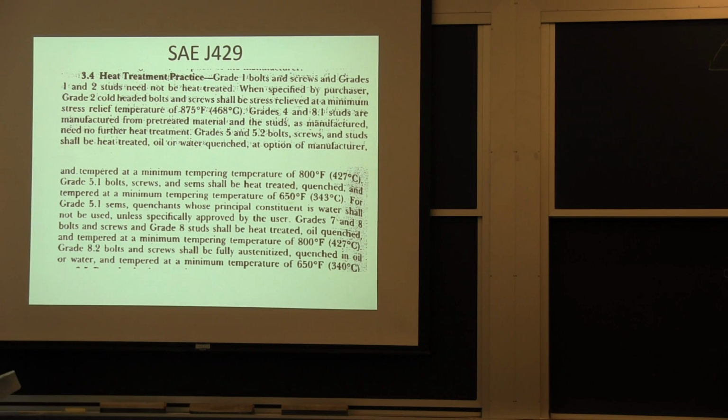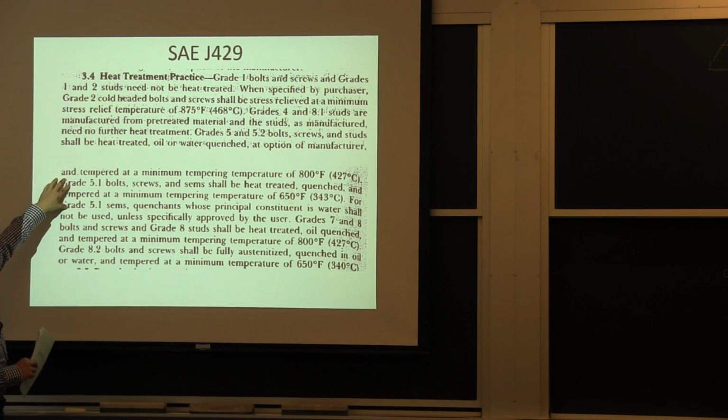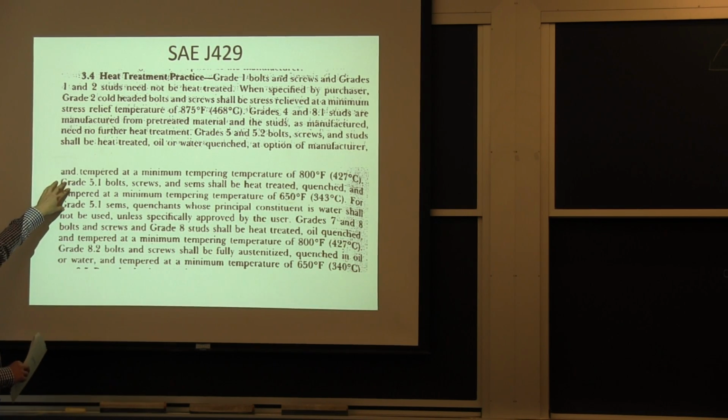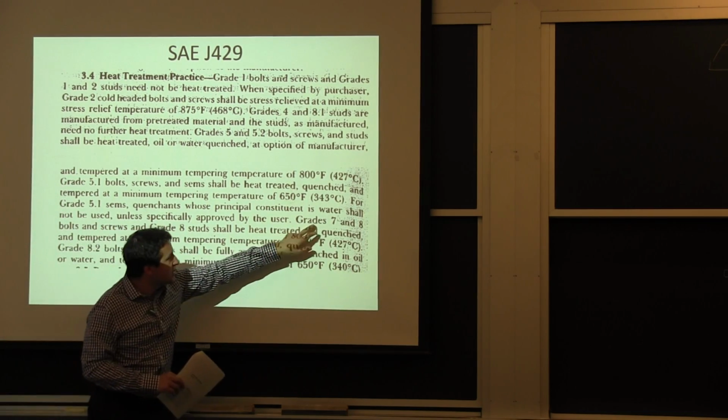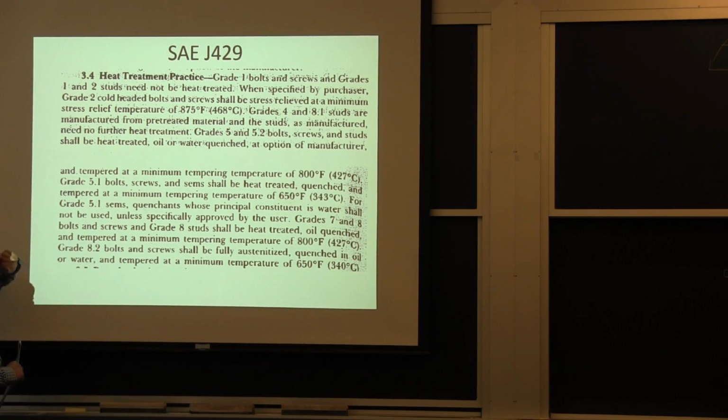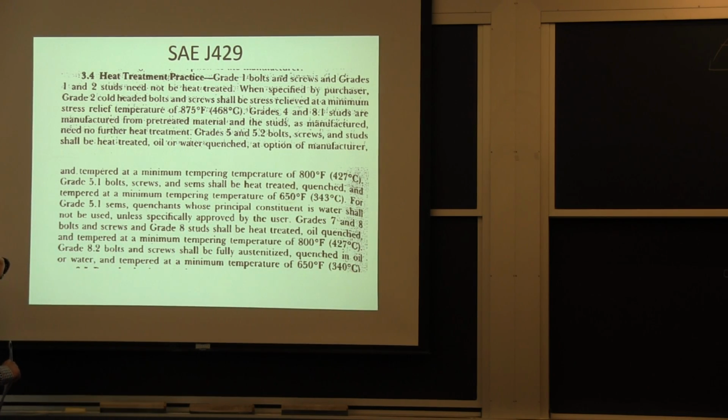So here, they say if you have this grade of bolt, a grade 2 bolt, it's going to be stress relief, so it avoids that problem of residual stresses. Now, if you keep going up, it talks about quenching and tempering, and it will tell you temperatures. If you go to here, grade 7 and grade 8 bolts and screws shall be heat treated or quenched. So they tell you how you're going to quench and temper to a minimum temperature of 800 Fahrenheit.